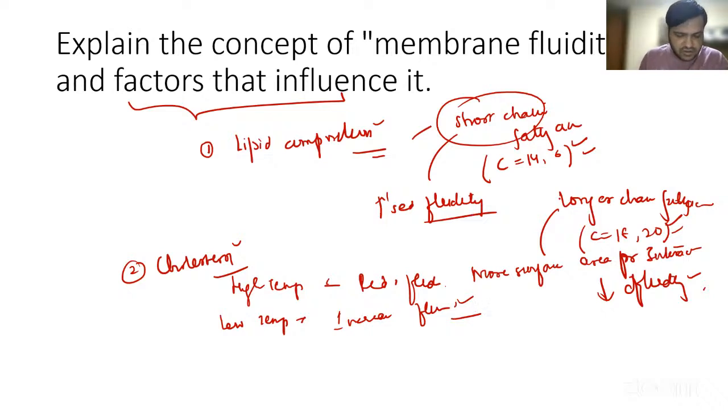Now, even the membrane proteins play a very important role in fluidity, right? We have already discussed the membrane proteins, the transmembrane proteins, the integral and peripheral proteins and all. So these are the main important ones which you can include. Obviously, it's a 2 mark question, so just write down about the lipid composition, the short and long chain, and the cholesterol part. That will be sufficient.